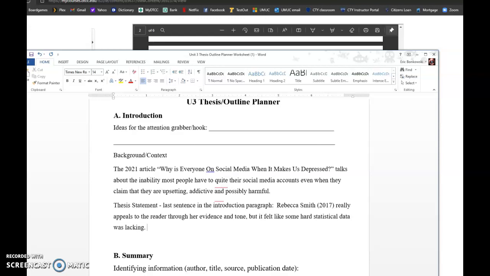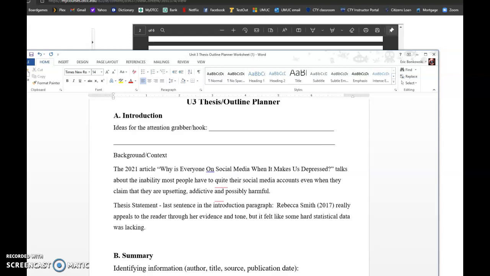And maybe I'm going so hard on the statistical data because in the third article I found, there's lots of statistical data proving her point. And I'm curious as to why Rebecca Smith didn't include data that's obviously available. That's something I'll get into in the paragraph itself. But this is the type of thesis statement we're talking about.